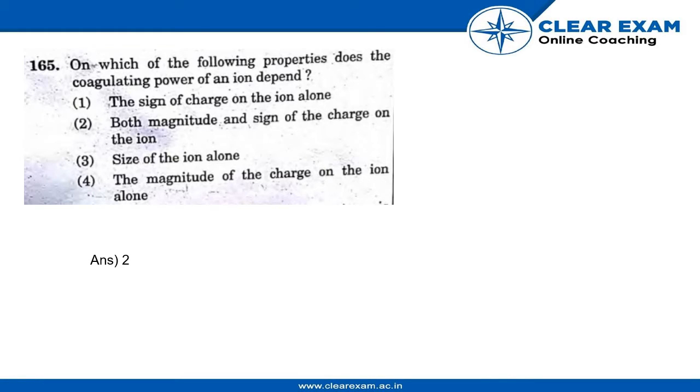First option, the sign of charge on the ion alone. Second option, both magnitude and sign of the charge on the ion. Third option, size of the ion alone. Fourth option, the magnitude of the charge on the ion alone. Now let's solve this question.